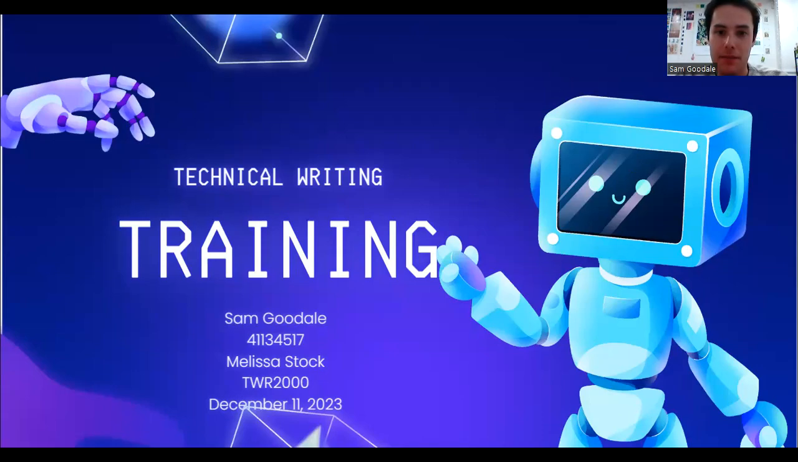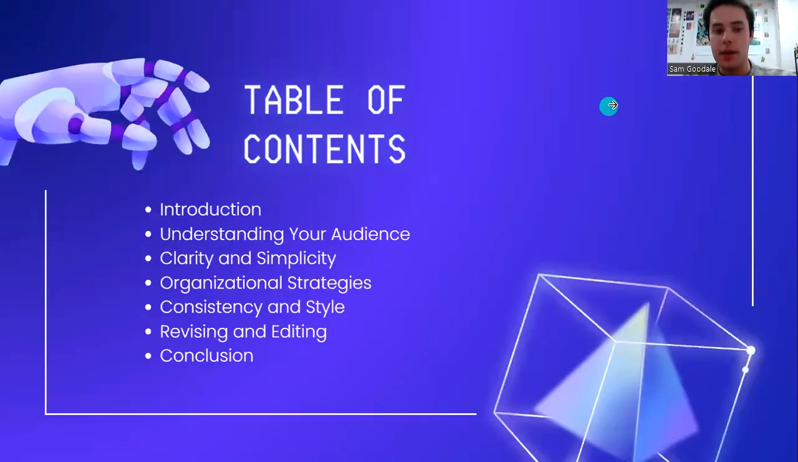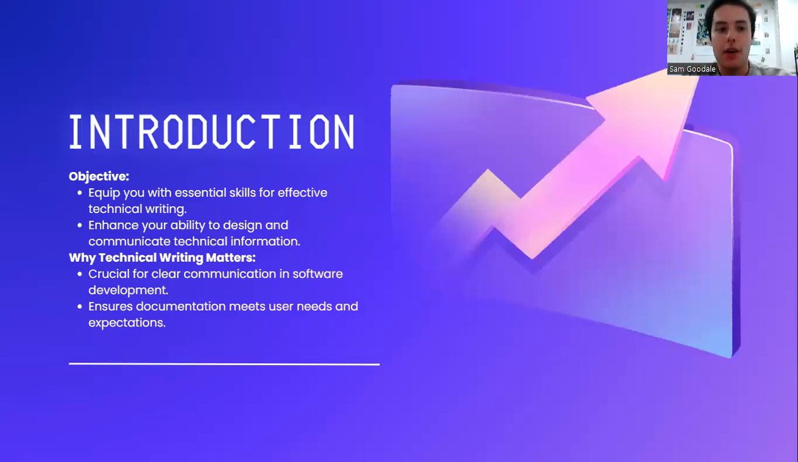So just to provide a brief overview of what we're going to be doing today, I'm going to start off with a little introduction. We're going to look at understanding your audience. We're going to go over some clarity and simplicity guidelines. Then we'll take a look at some organizational strategies. We'll look at the importance of consistency and style within technical writing, and of course, the revising and editing process before wrapping things up. So what is our objective here? By the end of this session, you'll be equipped with essential skills to communicate technical information with precision and impact.